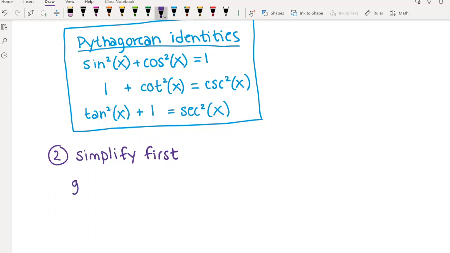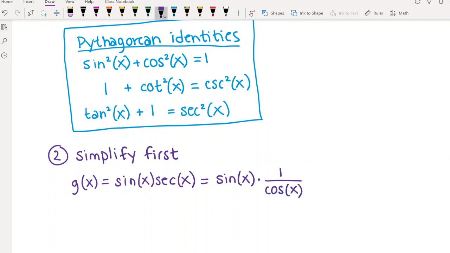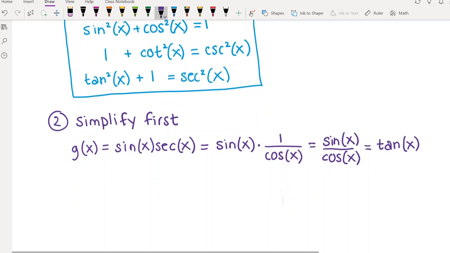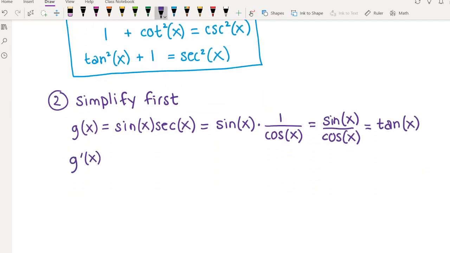So if we have g of x is equal to sine of x times secant of x, we can rewrite that as sine of x times 1 over cosine of x. And that's the same thing as sine of x over cosine of x. And that's the same thing as tangent of x. So our original function all along was just tangent of x. It just looked different. And now that we know that our function is tangent, we know that the derivative of tangent is just secant squared of x. So we got the same thing either way, but hopefully you agree that the second way was a lot faster.